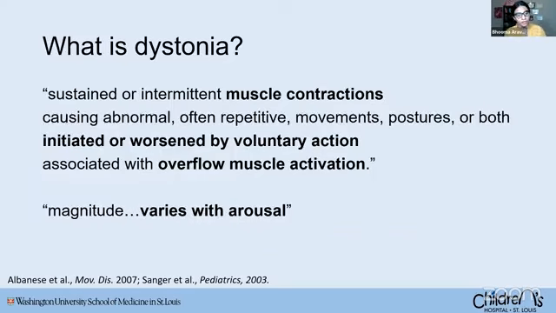These are the consensus definitions that have been established internationally for dystonia etiologies across the board. That's this Albanese paper from 2007. And then in a United States consensus group, that's this Terry Sanger paper from 2003. So they note sustained or intermittent muscle contractions initiated or worsened by voluntary action associated with overflow muscle activation. That's this concept of when I move one part of my body, a different part of my body moves out of my control. And then the aspect of this that was emphasized by Terry Sanger and his colleagues in their movement work group was that the magnitude varies with arousal.